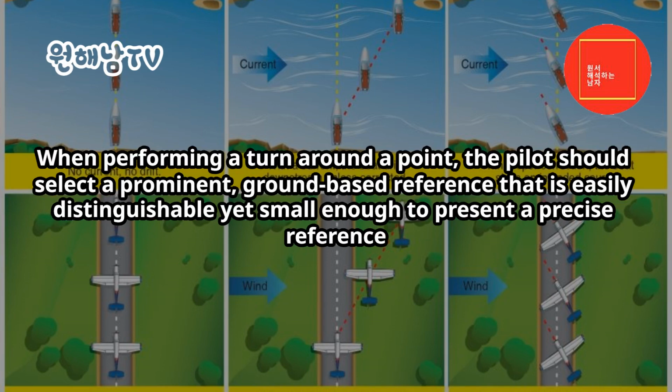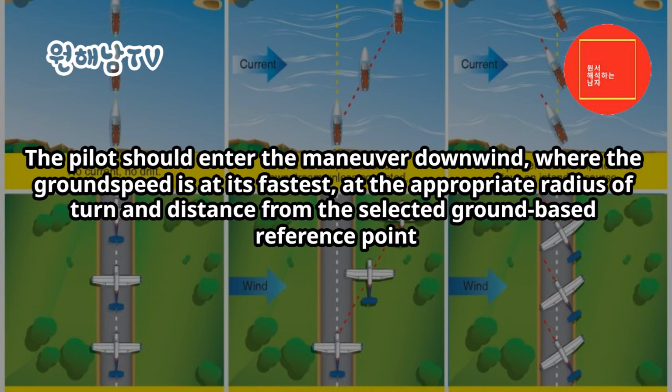When performing a turn around a point, the pilot should select a prominent, ground-based reference that is easily distinguishable, yet small enough to present a precise reference. The pilot should enter the maneuver downwind, where the ground speed is at its fastest, at the appropriate radius of turn and distance from the selected ground-based reference point.